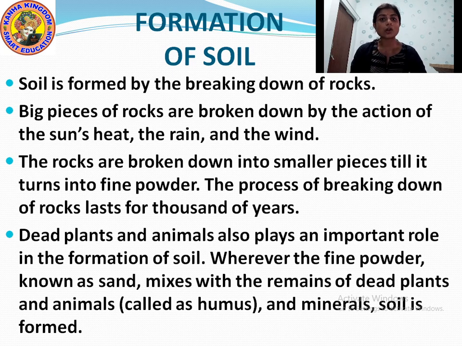What is soil? Soil is the topmost layer of the earth's surface, and it consists of sand, dead remains of plants and animals, along with some water and air in it. That is soil. And how is this soil formed? This soil is formed by the breaking down of rocks. When huge mountains and big rocks are broken down, then this soil is formed.